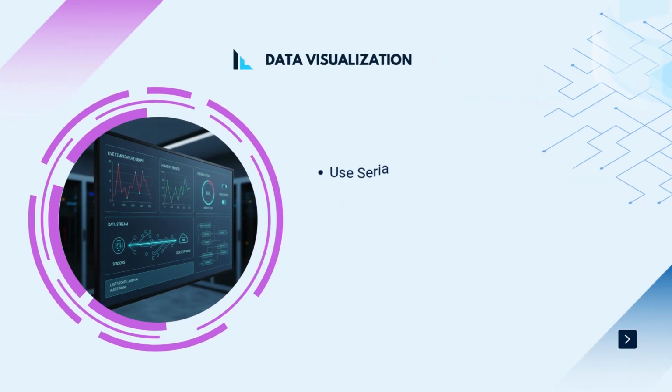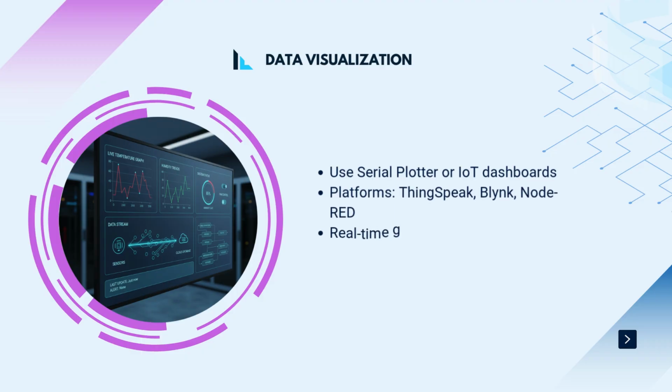Reading sensor data is just the first step, the next challenge is visualizing it in real time. Data visualization helps us understand trends, verify sensor accuracy, and make informed decisions. In embedded systems, one of the simplest tools for this is the serial plotter in Arduino IDE, where values from sensors are displayed as continuously updating graphs. For IoT-based projects, platforms like ThingSpeak, Blynk, Node-RED, or Adafruit.io allow live data streaming to the cloud. These platforms can plot your temperature, humidity, or motion data on dashboards accessible from anywhere in the world.